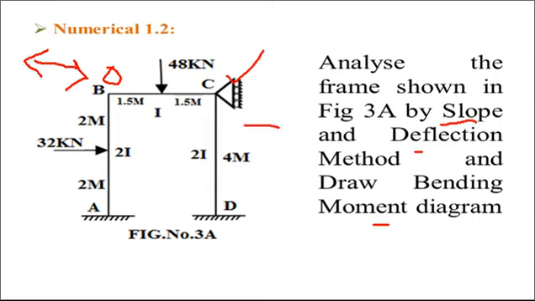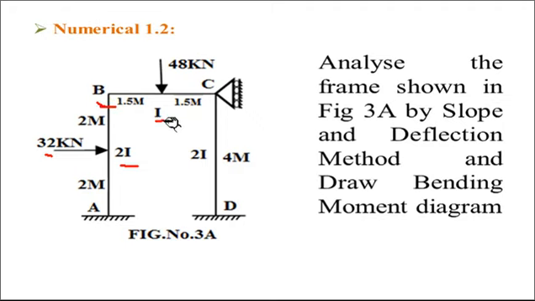Now, in the given figure, AB is a vertical column loaded with the point load of 32 kilonewton at mid span, moment of inertia 2I. Total length of this vertical column AB is 4 meter. BC is a horizontal member or beam with the moment of inertia I loaded with the point load of 48 kilonewton at mid span.